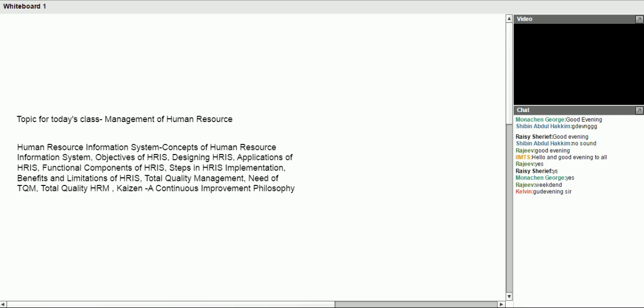Whenever any new policies or any new guidelines are issued for the employees, if it is updated in the system at one place, simultaneously it gets updated at other places also. So that is the concept behind human resource information system. Now let's start with that. You understand the basic concept of human resource information system, why there is a need for a human resource information system?